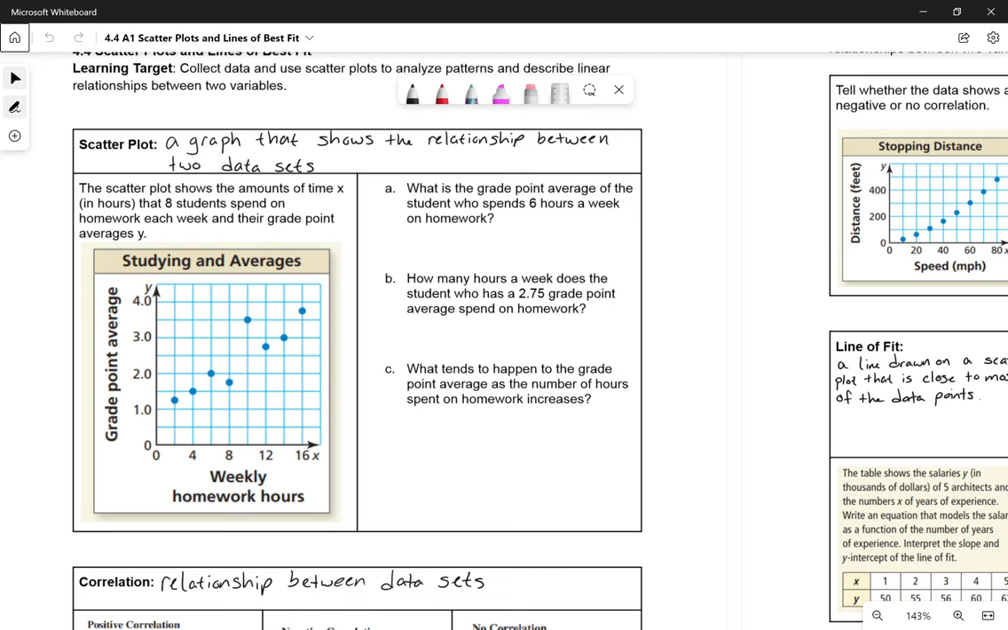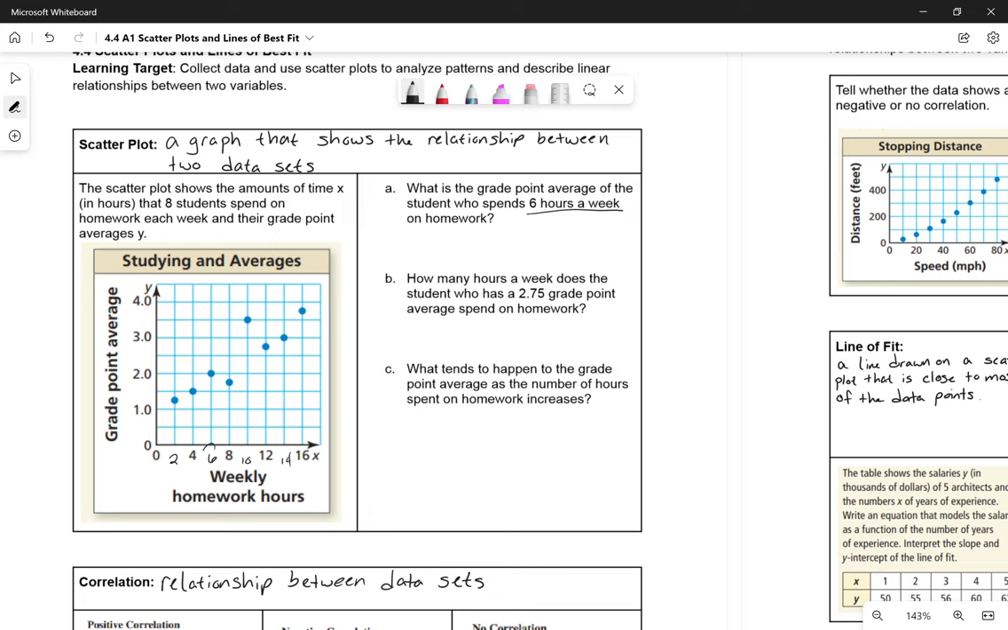What is the grade point average of the student who spends 6 hours a week on homework? If we take a look here, we are going to look for the number of hours a week because it's asking us 6 hours a week. So we're going to look at our x-axis and see that we cannot find 6 automatically. So we double check our scale and we can see that it is going up by 2s. So we can fill in those numbers and help ourselves out, and we can find 6 quickly on the x-axis.